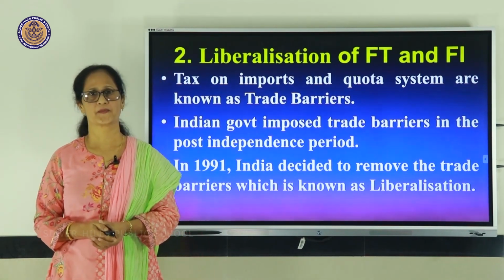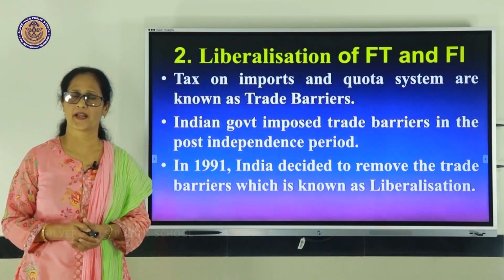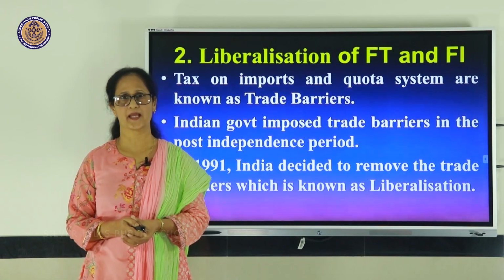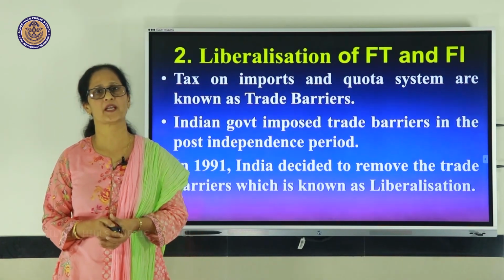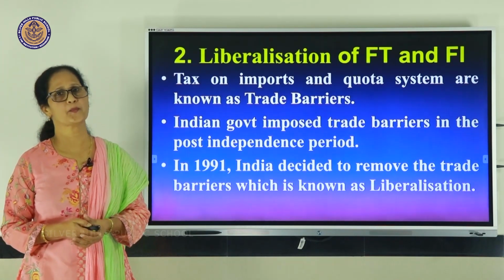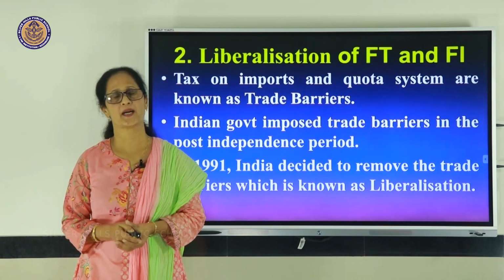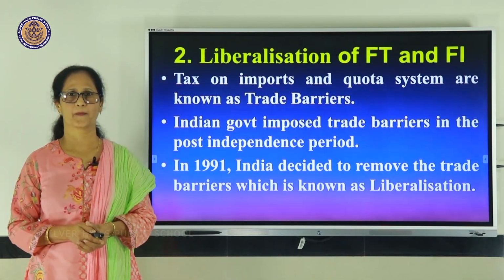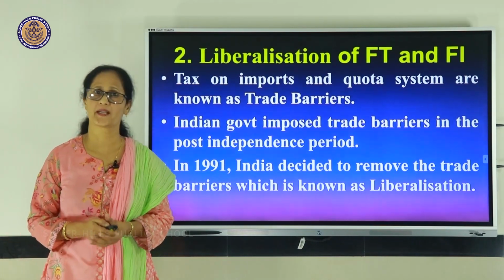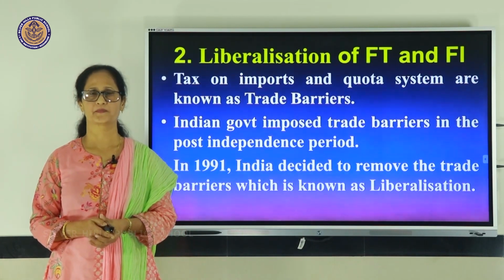Tax on imports and quota system are examples of trade barriers. With the help of these trade barriers, the government could impose certain restrictions on foreign goods being imported into India and on foreign investment by multinational corporations. This was necessary during that period to protect the Indian producers from foreign competition.